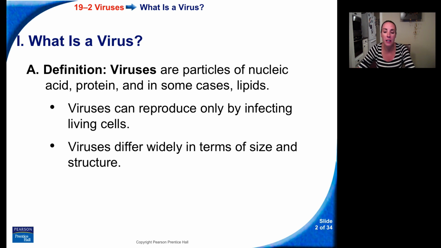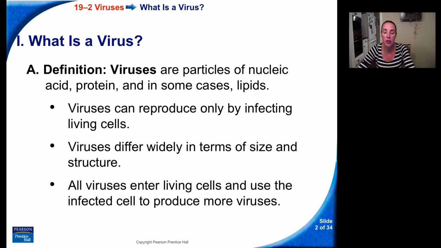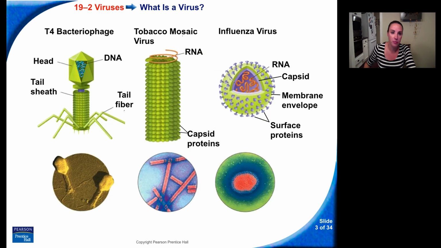Viruses differ widely in terms of size and structure. And all viruses enter living cells and use the infected cell to produce more viruses. So they basically use the machinery of the cell that they're infecting to make more of themselves.